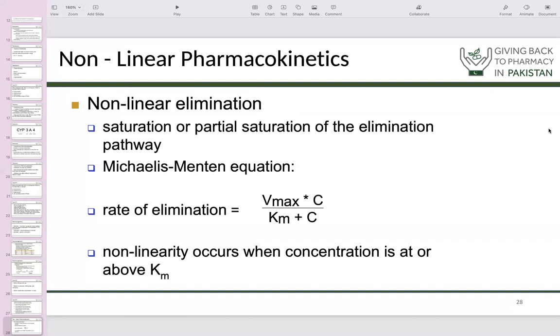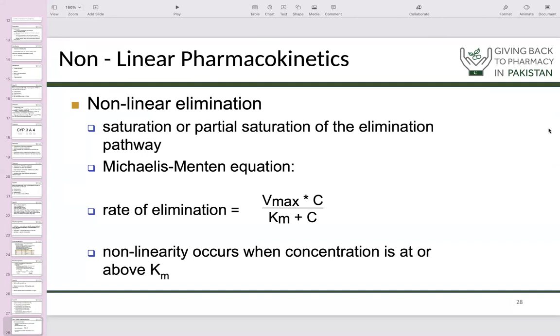Rate of elimination, which is Km. Rate of elimination is equal to Vmax, the maximum rate, times the concentration, divided by Km plus C. So non-linearity occurs when the concentration is at or above Km.